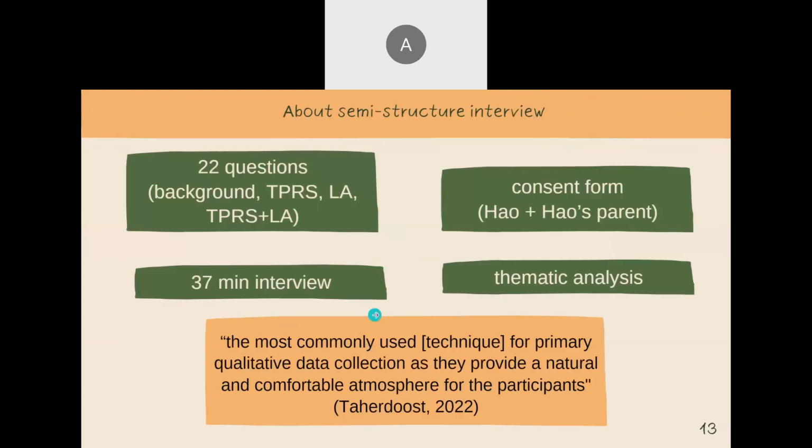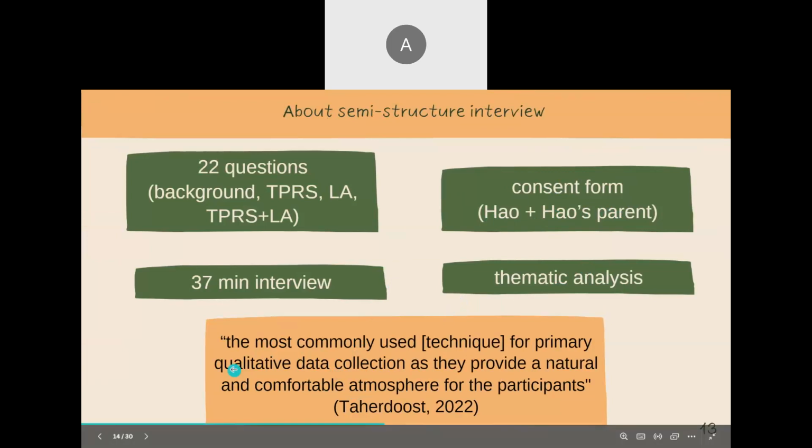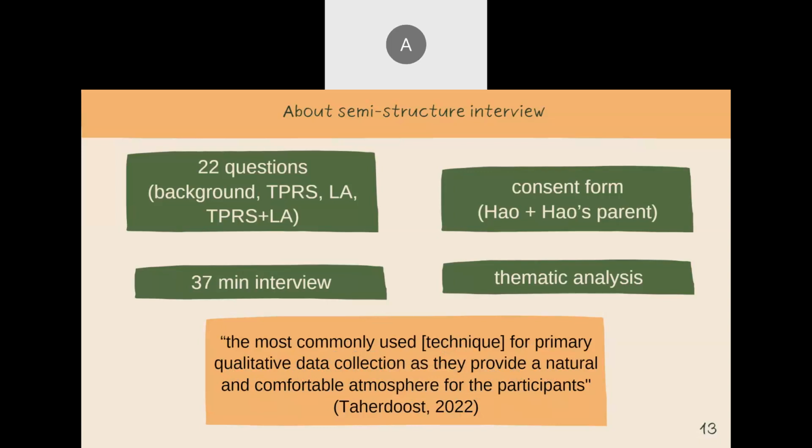I did a semi-structured interview after the course, and I asked him and also his parents to sign a consent form. The reason I want to use interview is that it is the most commonly used technique for primarily qualitative data collection, as it provides a natural and comfortable atmosphere for the participants. So in my case, I think the interview is the best and most feasible way. And after the interview, I did thematic analysis.